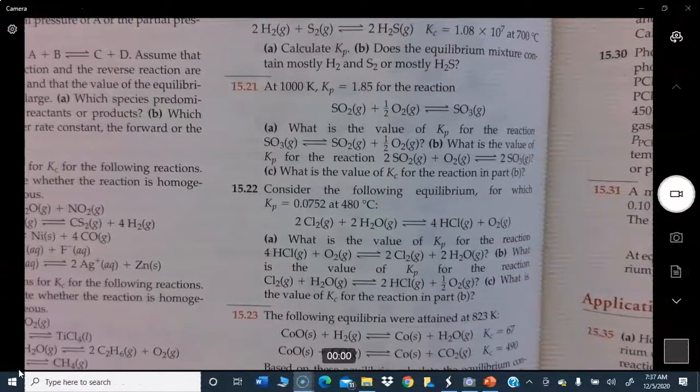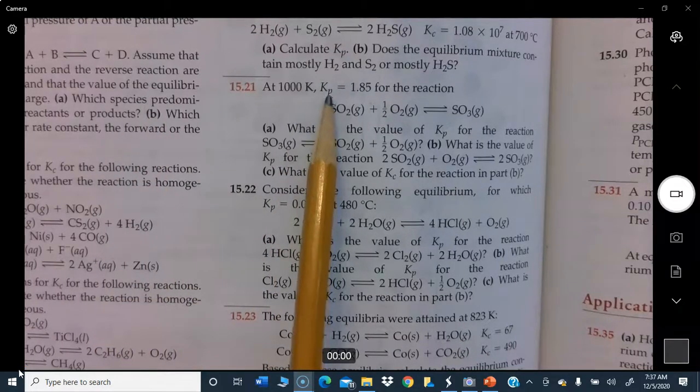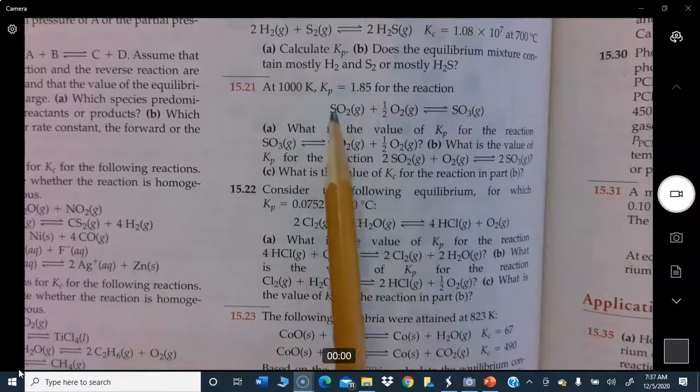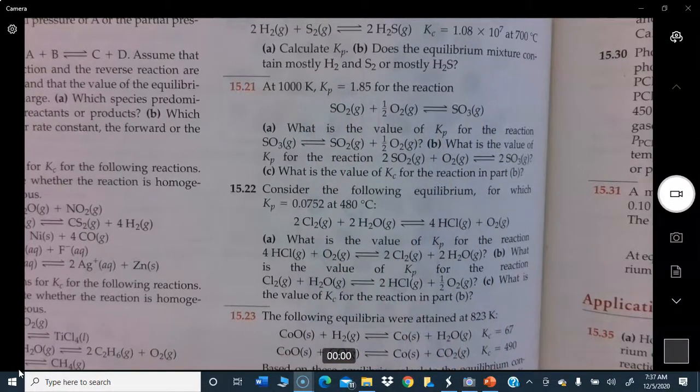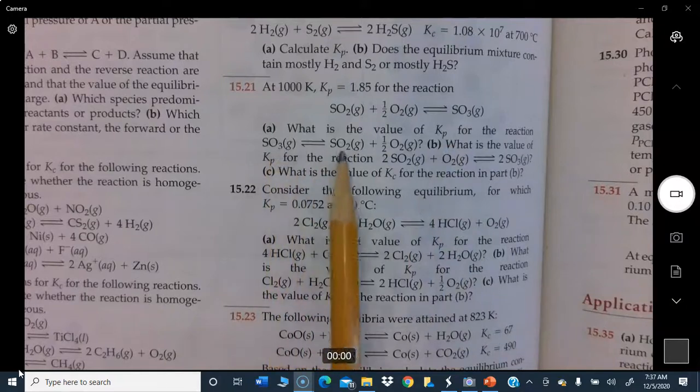All right, we're on 15.21 in your book. It's on page 660, so you're really deep into a college chemistry book right now. All right, so at 1,000 degrees, the equilibrium constant for pressure is 1.85 for this reaction right here. So that's the only thing you really need to just write down, the data and the reaction on your paper. You don't have to copy every word of the problem. And then they want to know what is the value of Kp for this reaction.